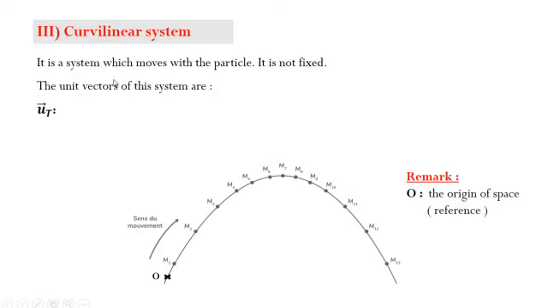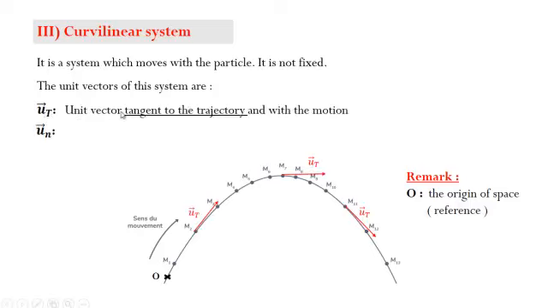It has two unit vectors. The first is ut, the unit vector tangent to the trajectory, and which is always with the motion. We notice here, if we want to trace, for example, ut at the point M2, it's with the motion and tangent. Here also, it's tangent and with the motion, etc. So at any point, in order to trace ut, we trace it tangent to the trajectory and with the motion.